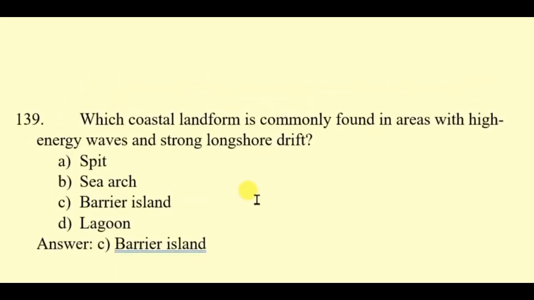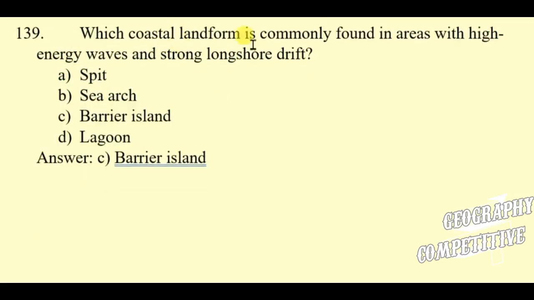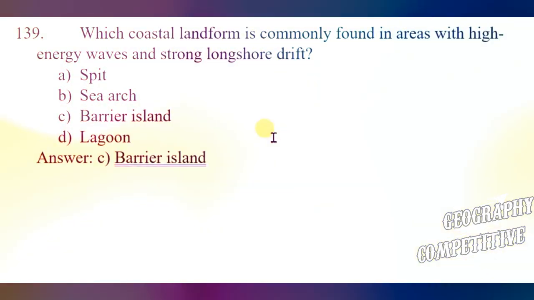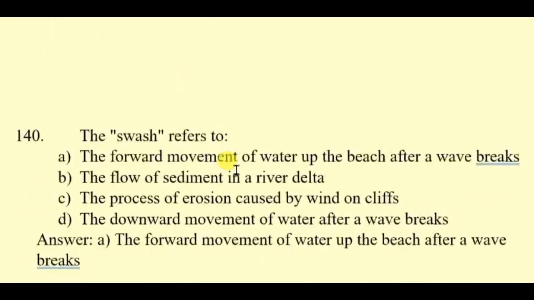Question 139. Which coastal landform is commonly found in areas with high energy waves and strong longshore drift? Spit, sea arch, barrier island, lagoon. Here the right answer will be barrier island. Longshore drift is parallel to the shore or beach, so a barrier island can form.